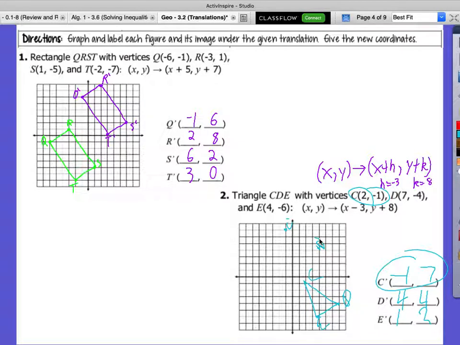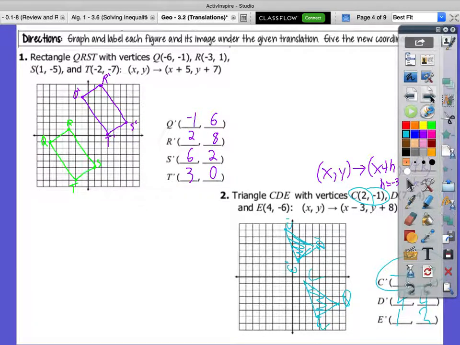Okay. Then you go over 1 and then up 2, and that's E prime. And then you connect them, and that's the triangle, and that's the triangle. Very good, Ms. Howgard. Could you keep that color? I'm kind of digging it. Okay. Alright, questions on that one, guys?